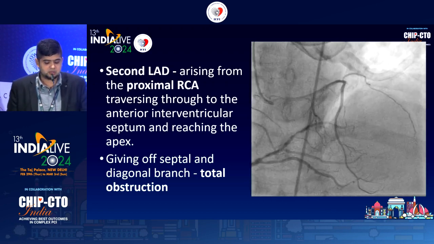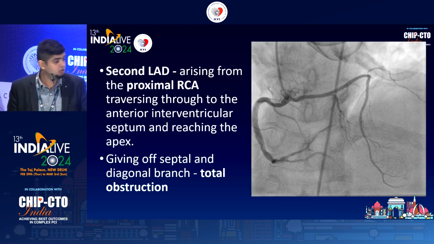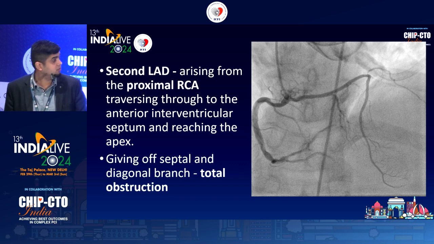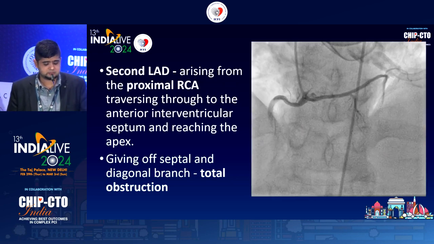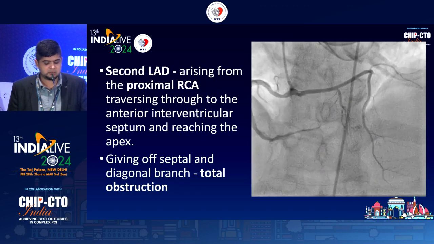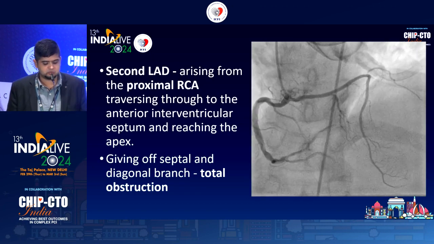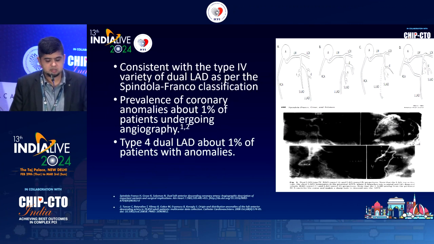And as you can observe here, there is an occlusion at the third diagonal branch, a thrombotic occlusion. I don't know if you could see this. Anyway, there was a total occlusion of one of the diagonal branches. So indeed, this was probably the culprit artery, and the artery came out from the second LAD that arose from the proximal RCA. This was indeed a type 4 variety of a dual LAD, and dual LADs are quite rare.